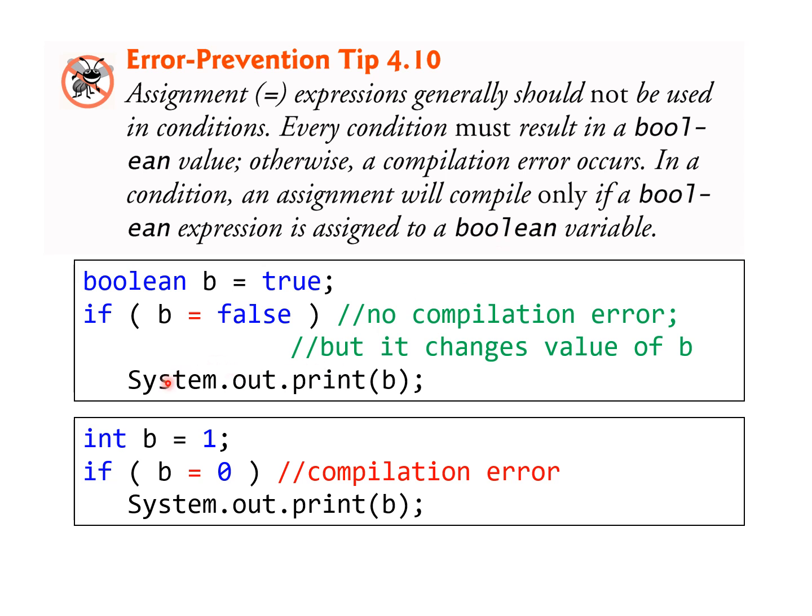When you use an assignment in a condition, it will compile only if a Boolean expression is assigned to a Boolean variable, such as in the first example here, where the assignment b equal false is used as the condition of the if statement. But in this case, it changes the value of variable b from true to false, which may cause a logic error later in the program. If the assignment used in a condition assigns a value to a non-Boolean variable, such as an int variable, then a compilation error occurs. In such a case, it would help you check if you accidentally used an assignment in place of an equality comparison.